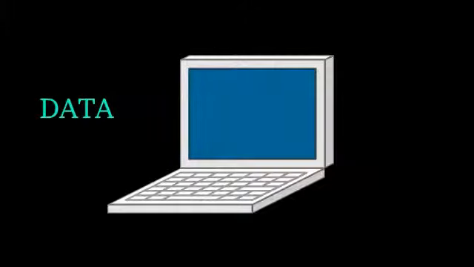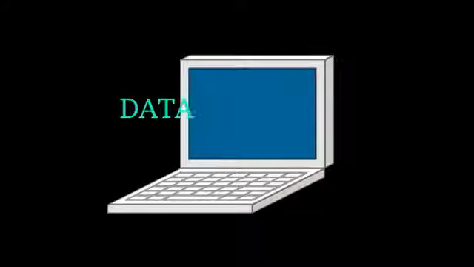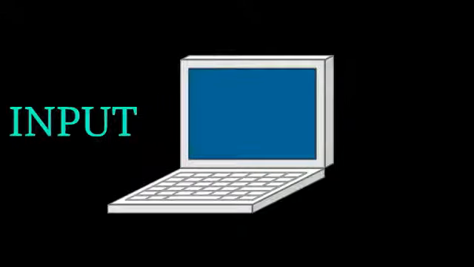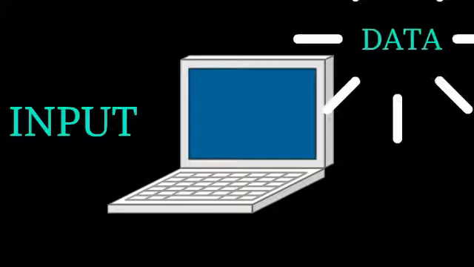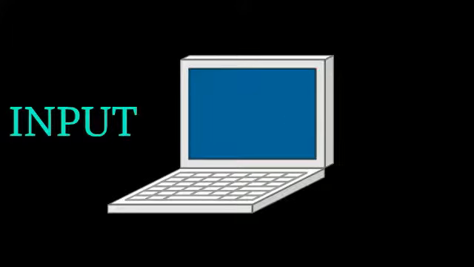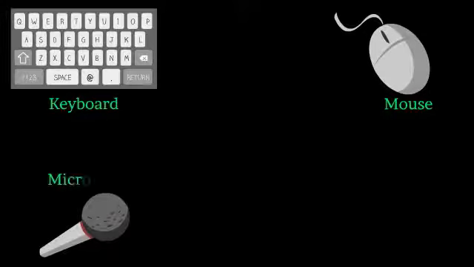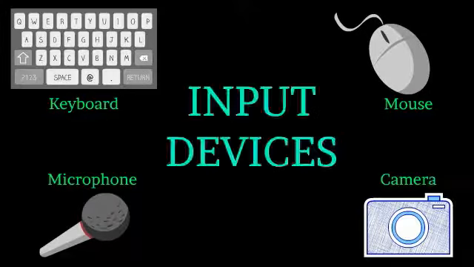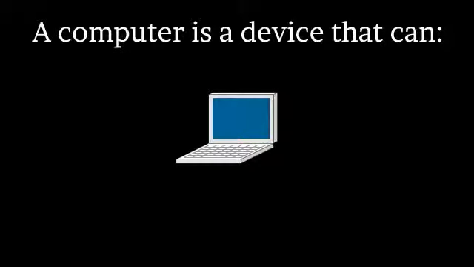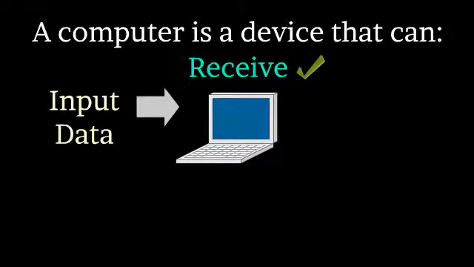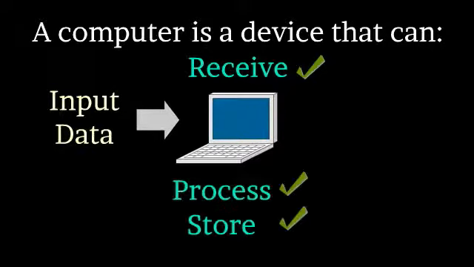And any data being fed into the computer is known as input. You can think of it in terms of putting in data, so it's input. Devices that are used to input raw data into computers are known as input devices. A computer is a device that can receive input data. But what makes a computer so useful is the fact that it can process and store this data.